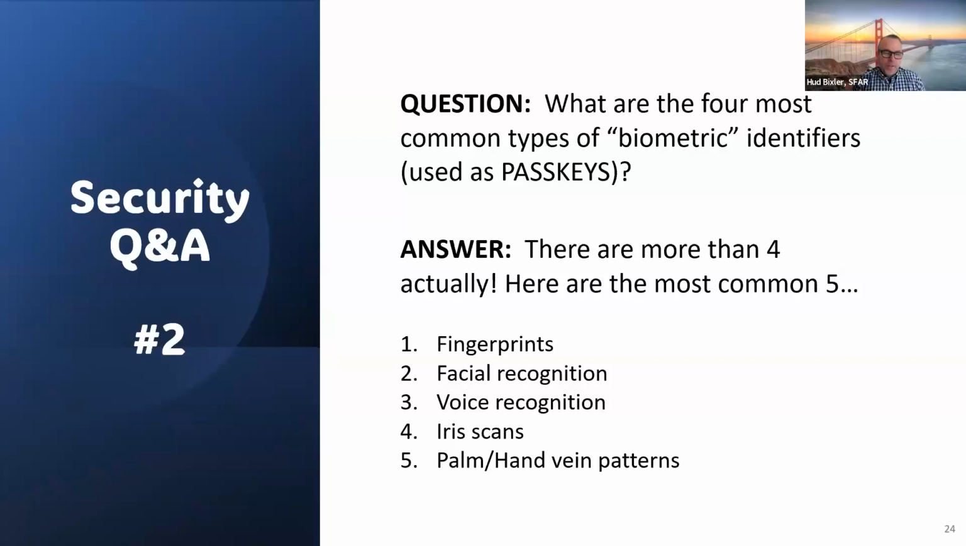And RJ is a little tongue in cheek. He just copied our answers onto the chat. That's funny. Yeah, it's fingerprints, iris scans, palm. The one that I can't get over is the palm hand vein patterns.